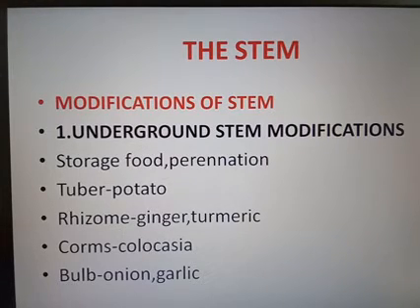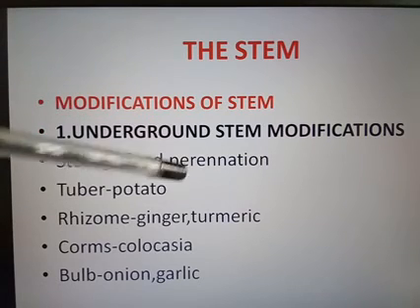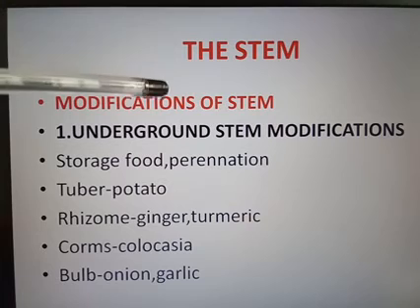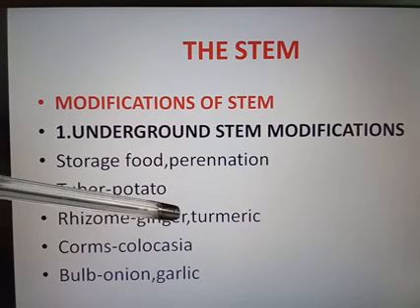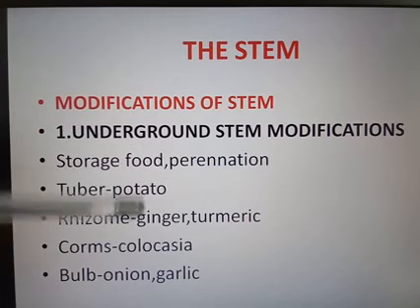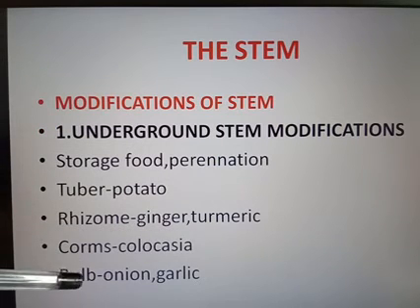Tuber is seen in potato. The underground stem of the potato is known as tuber. The underground stem of ginger and turmeric is known as rhizome. The underground stem of colocasia is known as corm. The underground stem of onion and garlic is known as bulb, which contains fleshy leaf-like structures.